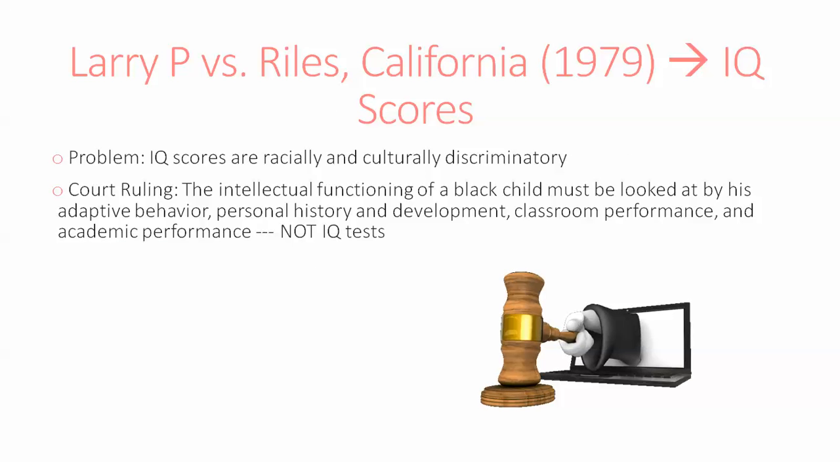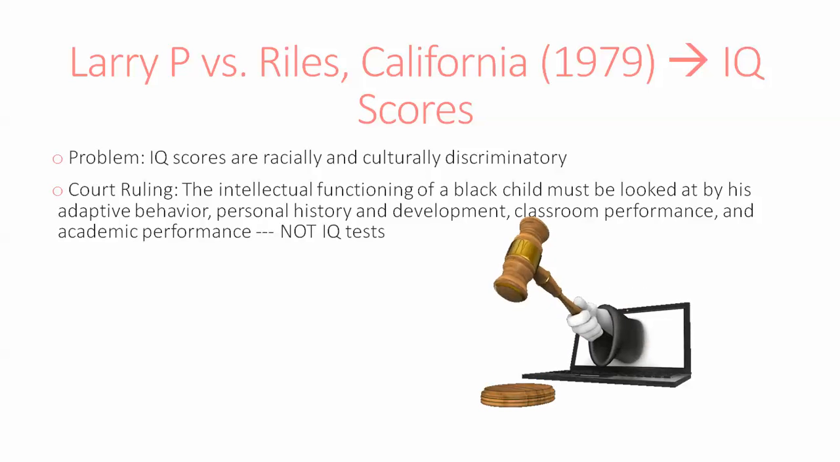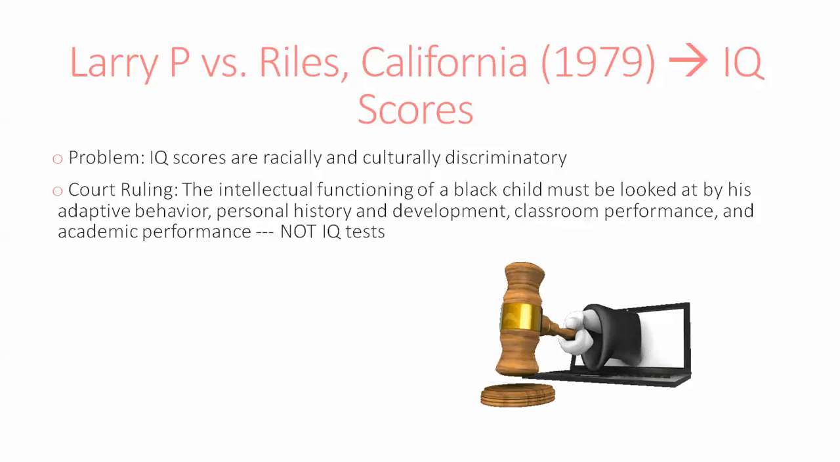With this court case, the main problem was that Larry P. thought that the IQ scores were racially and culturally discriminating. The court's ruling was that the intellectual functioning of a black child must be looked at by his adaptive behavior, personal history and development, classroom performance, and academic performance, not just by their IQ test.